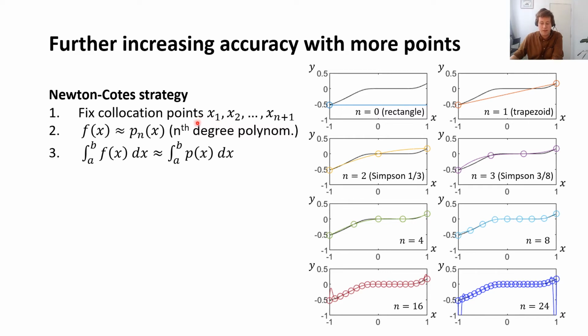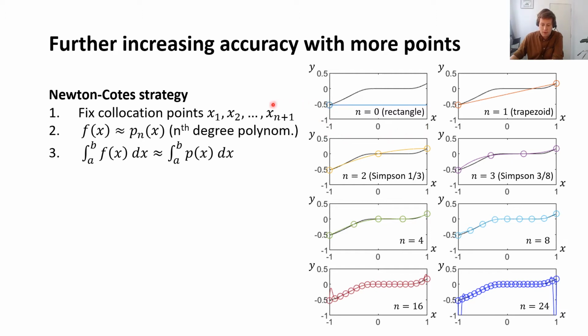The next step is that we approximate the function f of x on the interval where we want to integrate f by an nth degree polynomial. In these examples that you see over here, the graph of f is this black line. And we want to integrate from x is minus 1 to x is 1, so a is minus 1 and b is 1.